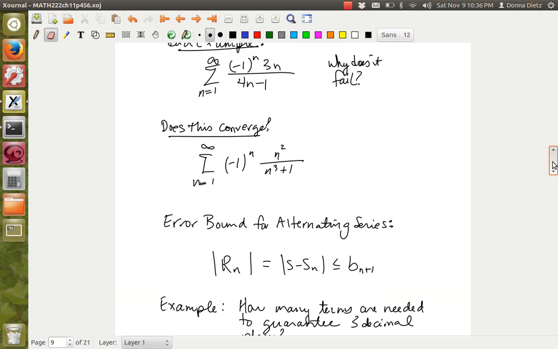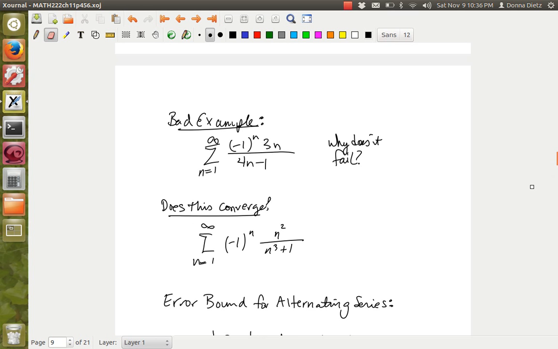Here's a bad example. This is not something that has conditional convergence. Why does it fail? We just want to see why this is failing. Is it decreasing? If you write out all the algebra, this actually is decreasing. But the problem is, it's decreasing to 3/4. You see the 3 and the quarter here. You're not allowed to decrease to 3/4, because then you're just going plus 3/4 minus 3/4 plus 3/4 minus 3/4, and that's not going to converge.